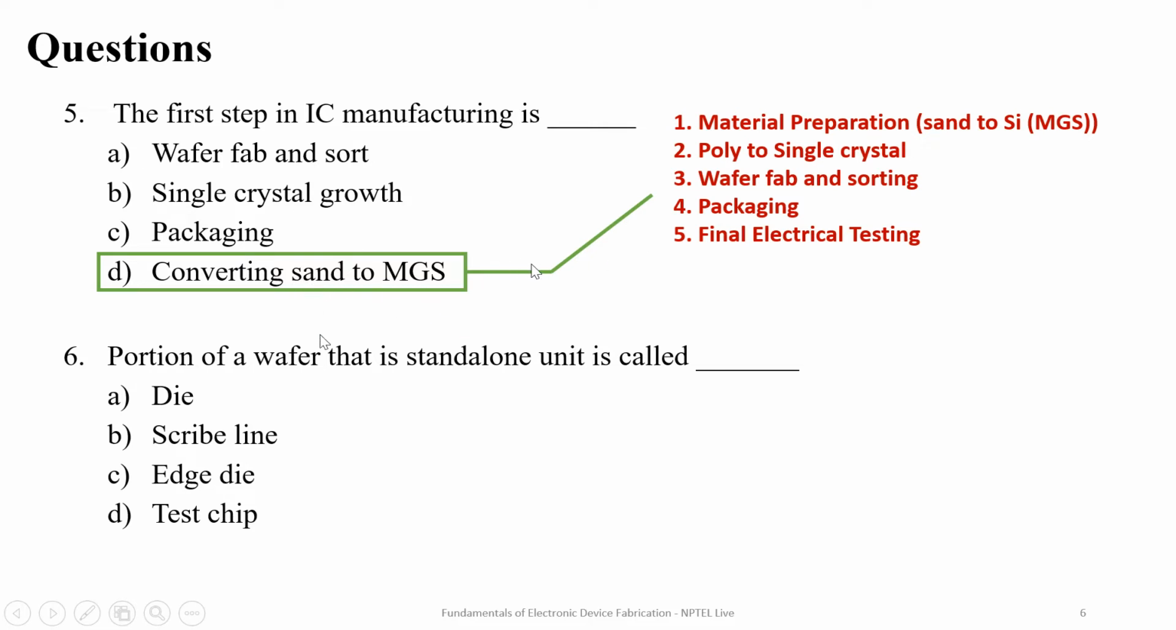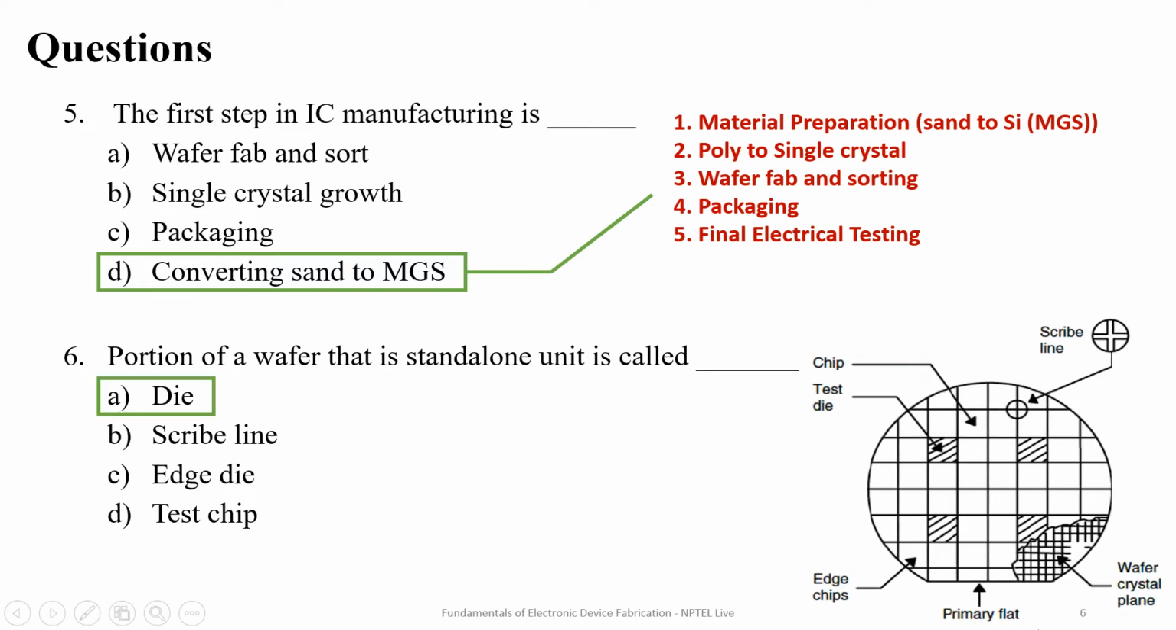The next question is, a portion of a wafer that is a standalone unit is called: A, die; B, scribe line; C, edge die; D, test chip. The correct answer is die. If we take a wafer like this, a standalone unit is the area of the wafer that is functional, which acts as a gate or a switch, or is part of a functional part of an IC, as a chip.